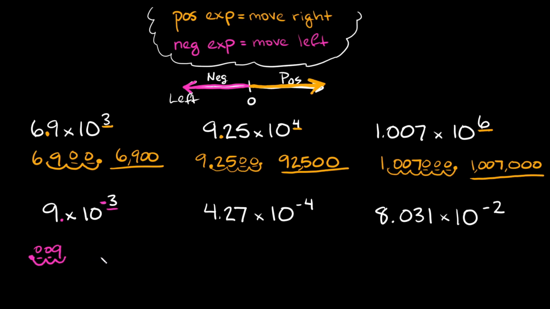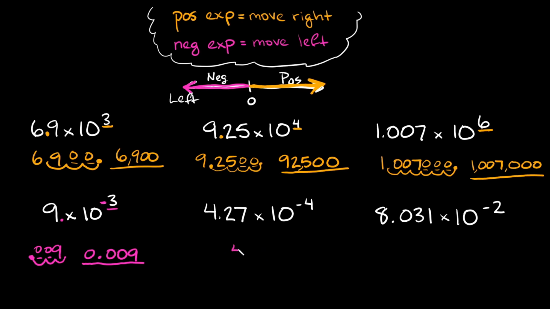So let me rewrite it. 0.009. And then normally we always put this extra 0 at the very front as a placeholder, right? So your answer right here would be 0.009. Okay, just a couple more here. So 4.27 times 10 to the negative 4.